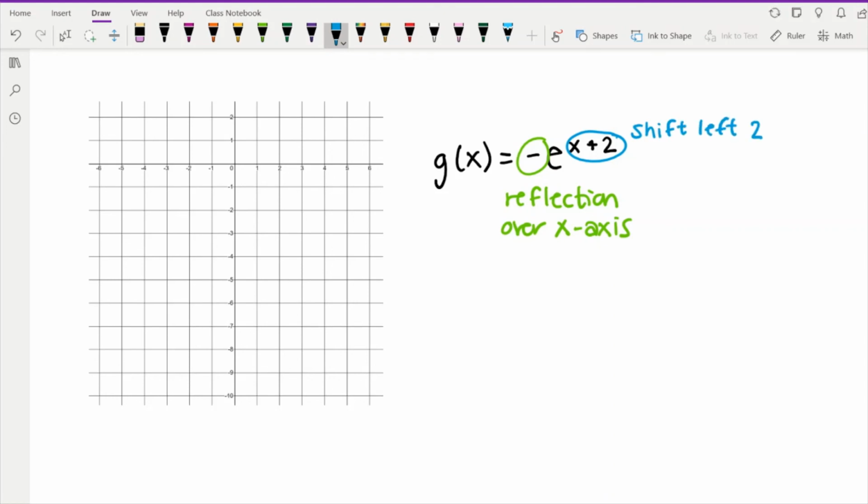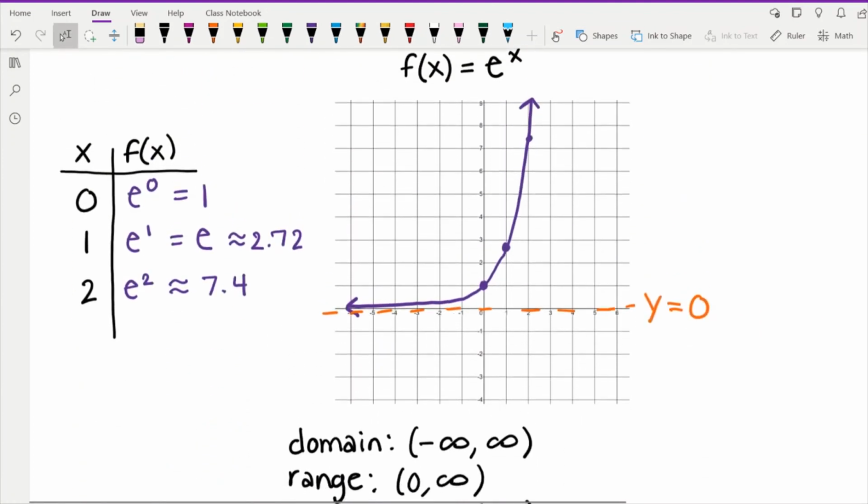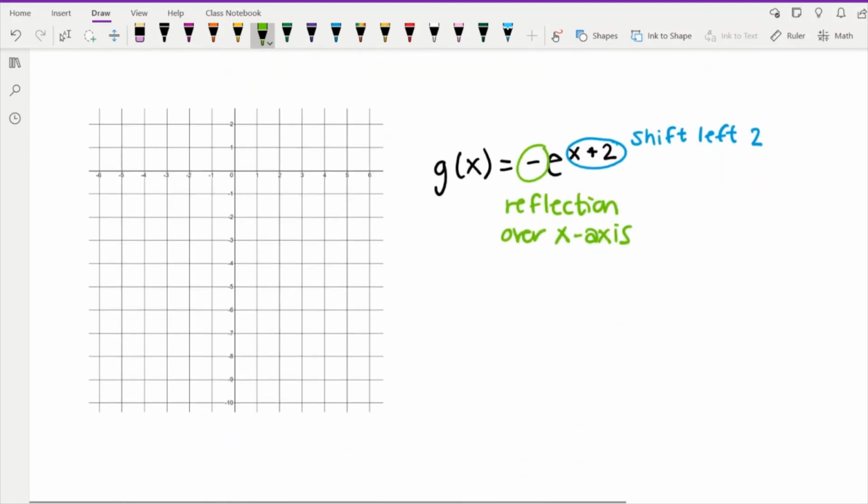Okay, so let's start sketching this. And again, let's do this in two pieces just to make it a little easier to deal with. The first thing we want to do is reflect the graph over the x-axis. So that means we're going to take our key points and change their y-coordinates to being negative. Originally we had a point at (0, 1), that's now going to be at (0, -1). We had a point at (1, e), that's now going to be at (1, -e), so that's approximately -2.72. And then we had (2, e squared), that's now going to be (2, -e squared), so that's about -7.4.